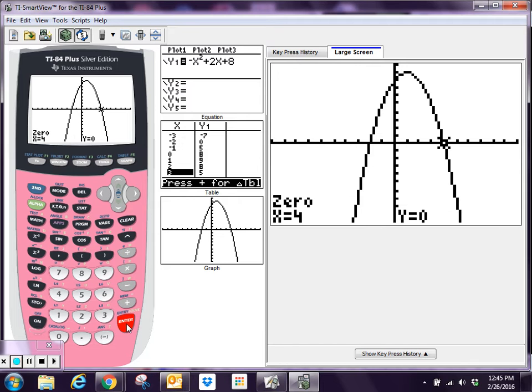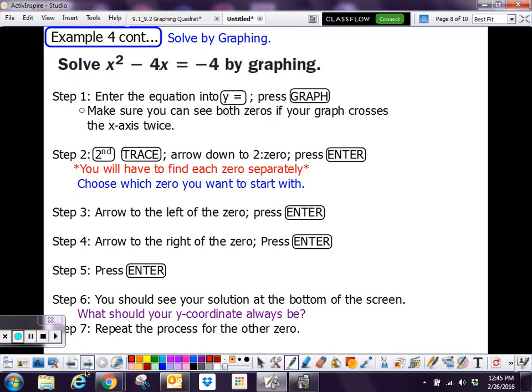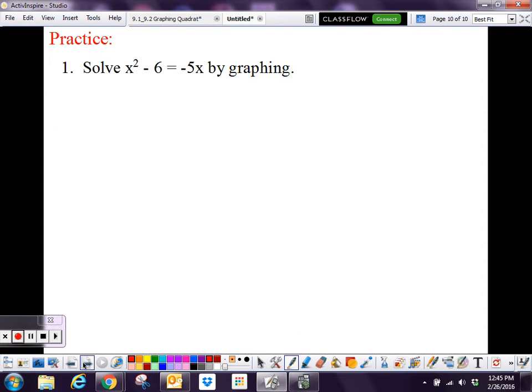My next 0 is at 4, 0. Or you could say x equals 4. But it is a point on the graph, so technically it is an ordered pair. So really you got to make sure you know your left and right here. Okay, let's see what more we have to do here.